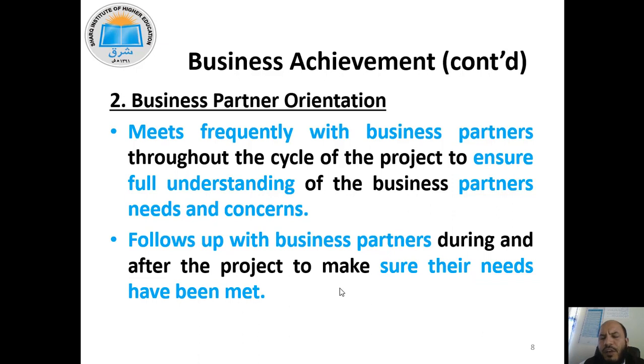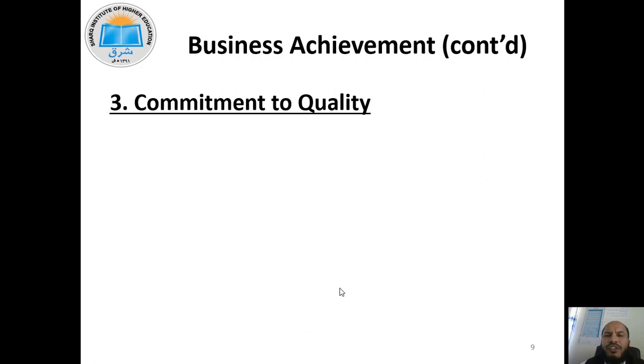He should follow up with business partners during and after the project to make sure their needs have been met. So it's the project manager's responsibility to follow up on the project. By follow-up, we mean he should conduct an after-completion meeting with the project beneficiaries, and he should understand whether the project achieved the quality, and whether the project reached the objectives or outcomes that the project manager expected. So this is one of the skills of the project manager, that he should have frequent orientation with the business partners.